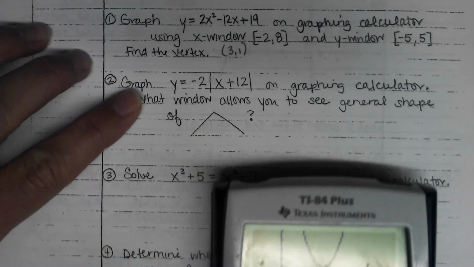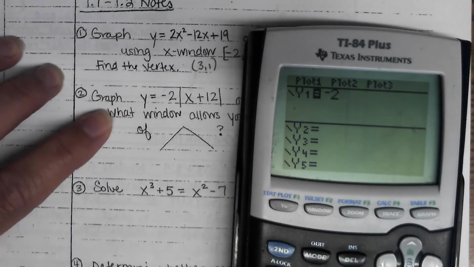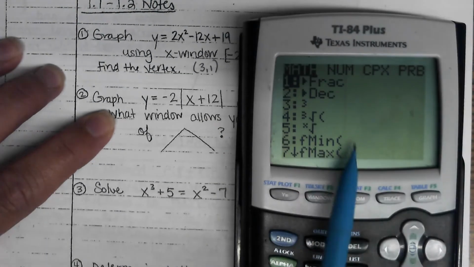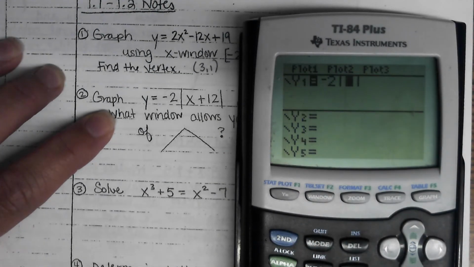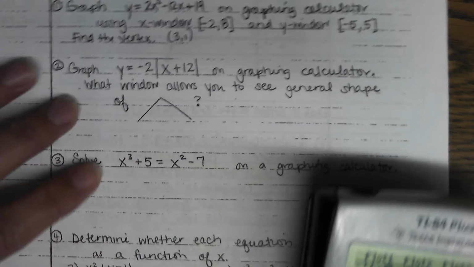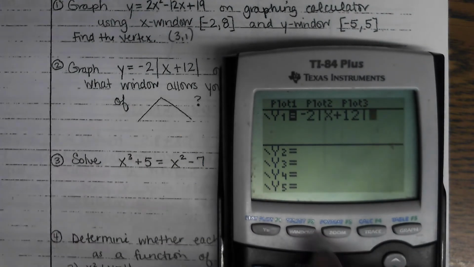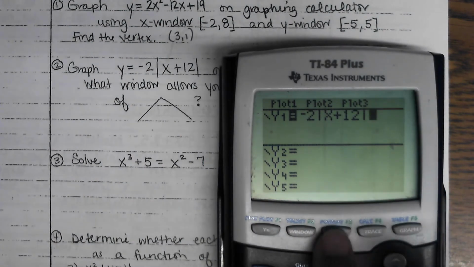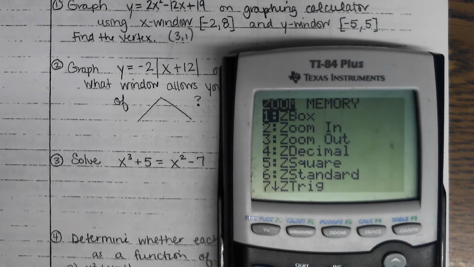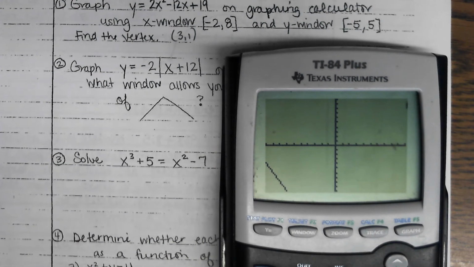Then it wants us to graph this next one, which is absolute value. So y equals, and just a little reminder on how to get to the absolute value: under your math key, math, and then over to number, and there's your absolute value, and then x plus 12, and then come out of it. What window allows you to see this general upside-down V shape? So if I hit zoom 6, by the way, that's going to bring me back to the standard -10 to 10, very centralized window. So I use zoom 6 a lot just to recenter myself.